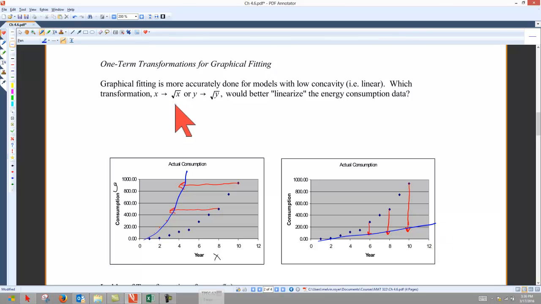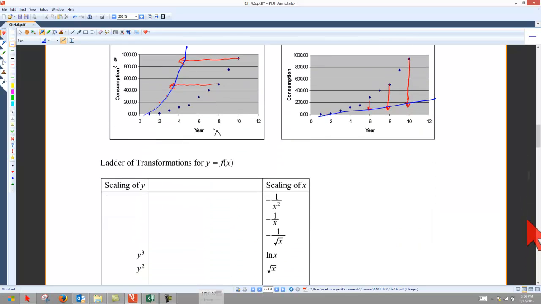Both of these transformations changed the concavity of the data. The original graph was concave up. When I applied this first transformation, I got a graph that was even more concave up. Over here, the same original graph was concave up, and when I applied this transformation, I got a graph which perhaps is almost zero concavity, or linear. And so if we're trying to linearize, of course, we're trying to look for those types of transformations which take the concavity toward 0.